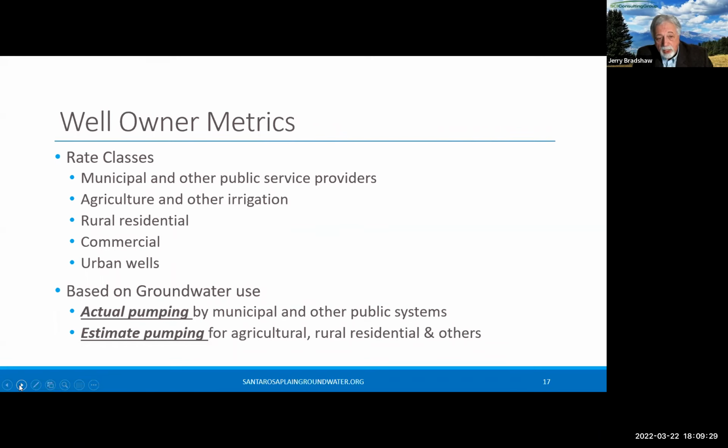The reason we're looking at the quantity pumped is basically the default approach we have is to continue the existing rate structure, which relies on how many acre feet of groundwater is pumped basin wide. So that's kind of our default, but we're also looking at other options as we go through. So we're not totally married to that yet. So that's why we're trying to gather the data on this.